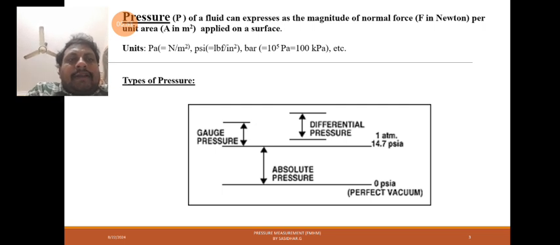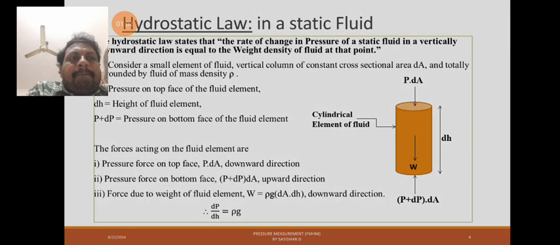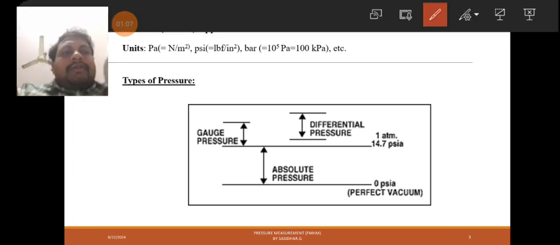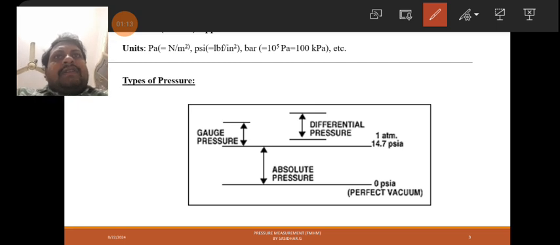Diagram or line diagram. Here we have the pressure of the fluid. The pressure of a fluid is measured in two different systems. In one system it is measured about absolute zero or complete vacuum. Another one is above the atmospheric pressure, which we call gauge pressure.